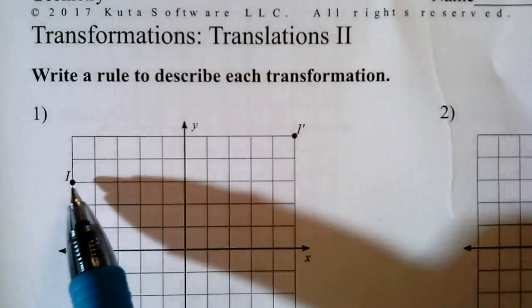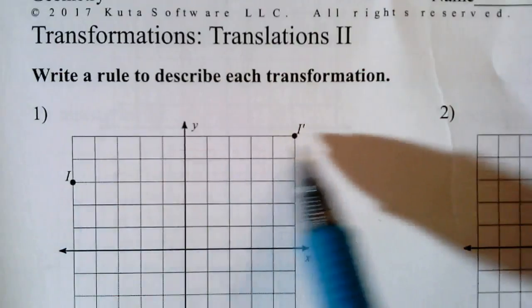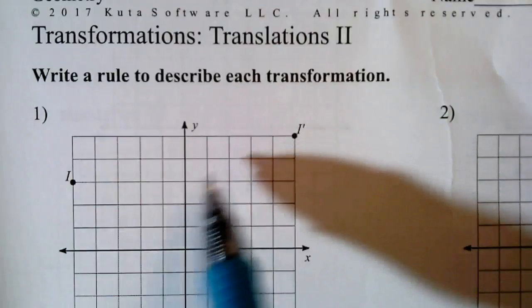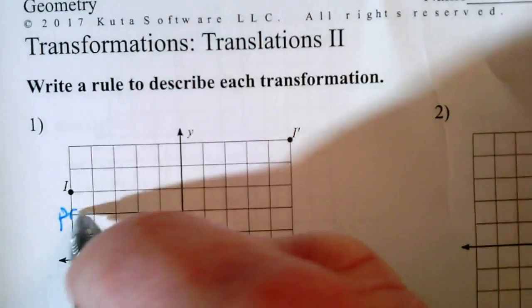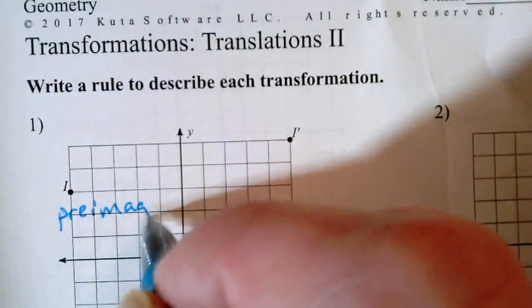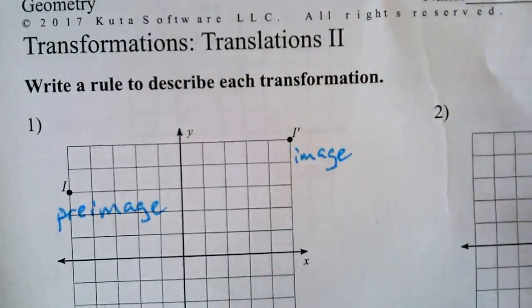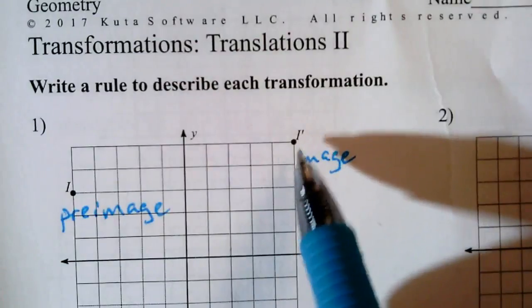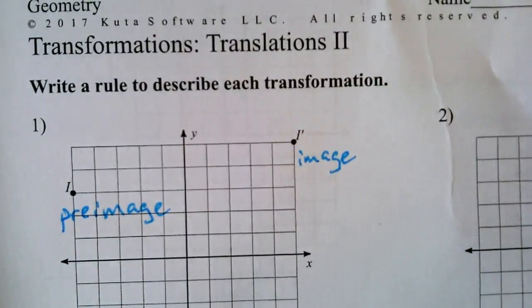One thing to remember is that the original point, like say for example I, is the one that doesn't have the little tick mark next to it. And the after, this would be the image, and this one over here is called the pre-image. Write that down. Pre-image, and this is called the image. So we move from I to I prime. We always go from pre-image to image. The little tick mark thing is read I prime.